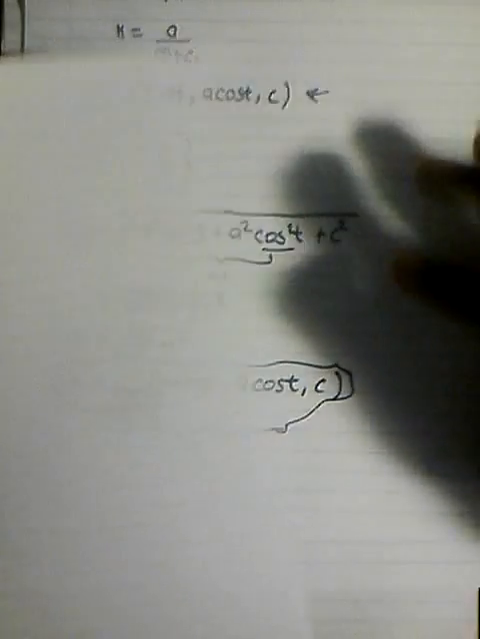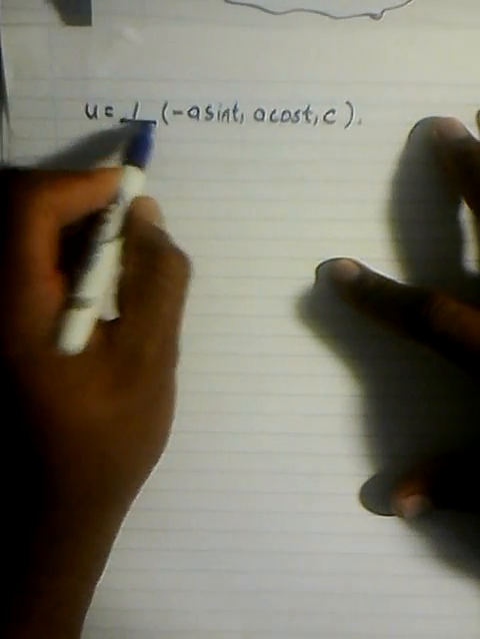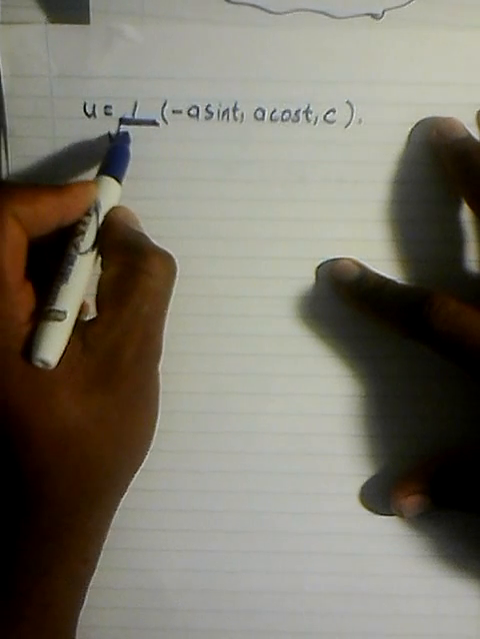Let me just copy u onto my new page. So I said that u is equal to minus a sine t, a cos t, and c, and this is divided by the square root of a squared plus c squared. Okay, now let's determine du/dt.